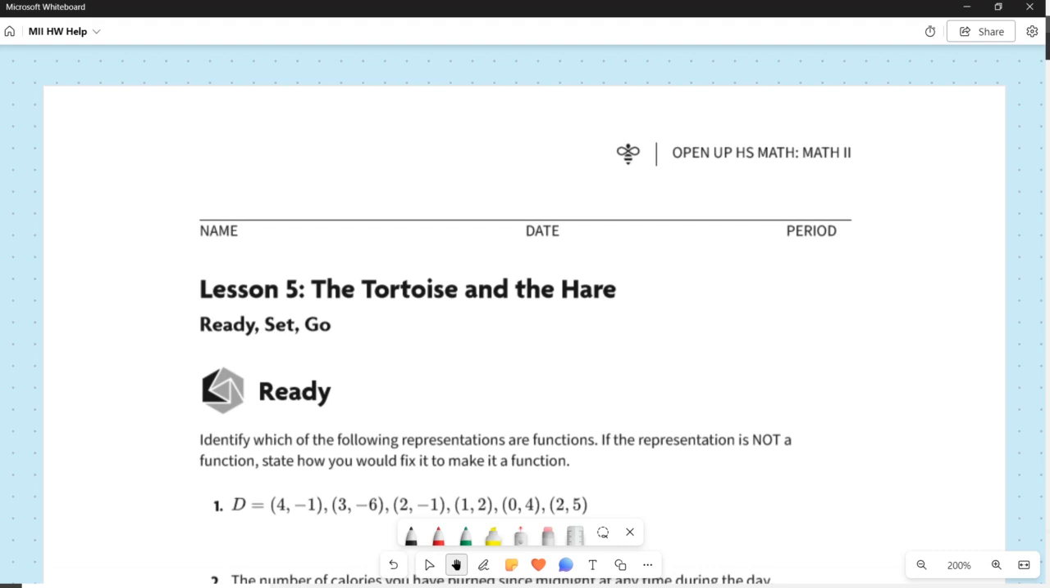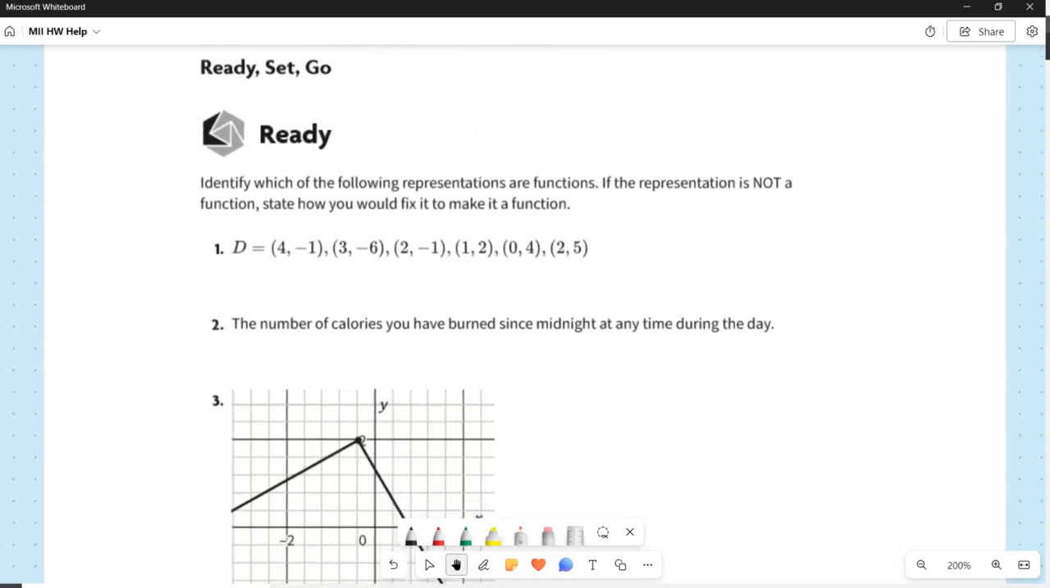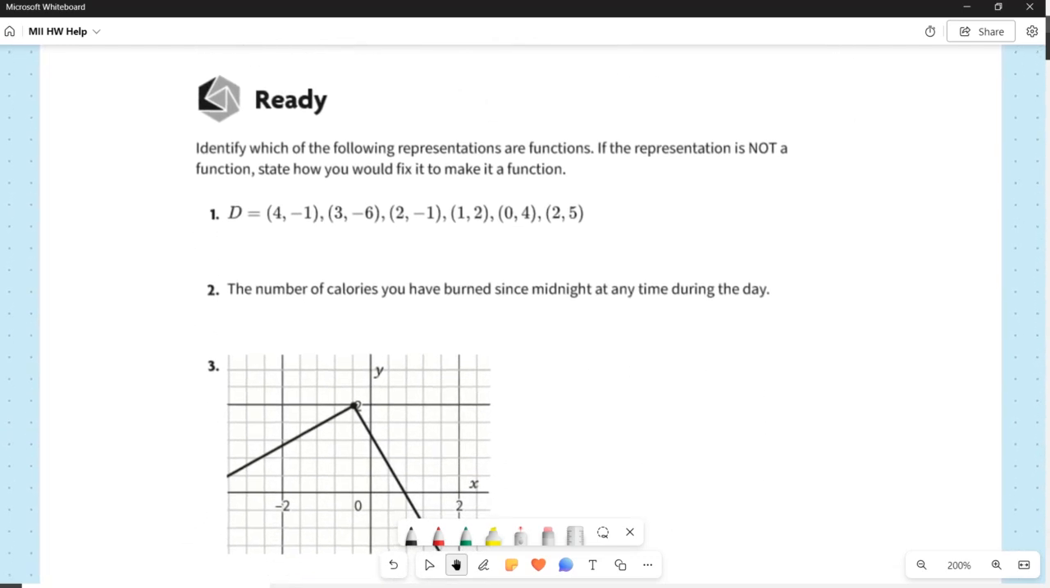Today we're going to be looking at Unit 1, Lesson 5, Quadratic Functions, the Tortoise, and the Hare. The directions in the Ready section ask us to identify which of the following representations are functions. If the representation is not a function, state how you would fix it to make it a function.